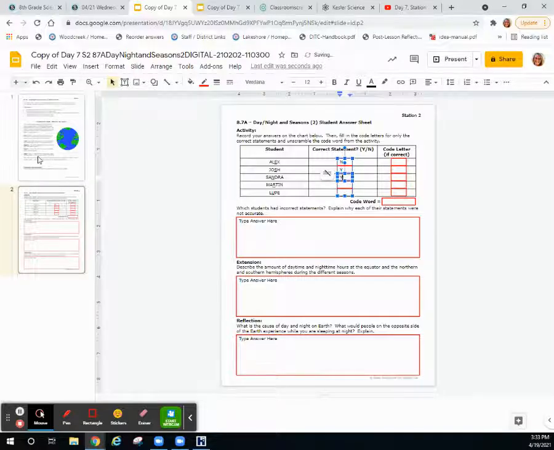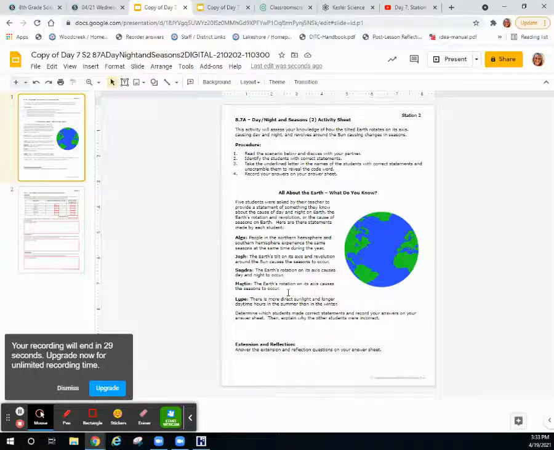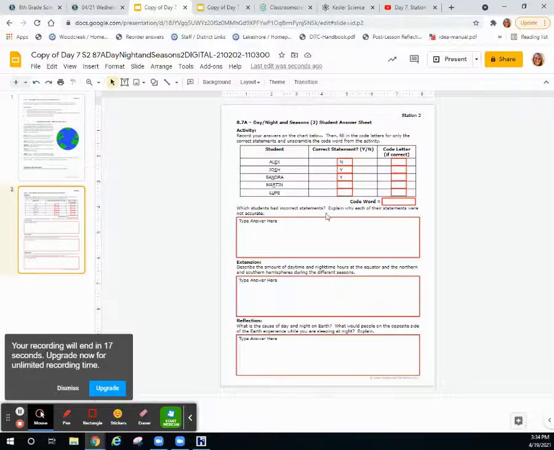Okay, let's look at Martin. Martin says the Earth's rotation on its axis causes seasons to occur. Okay, so keywords like rotation and seasons. Rotation belongs with day and night. Revolution belongs with seasons.